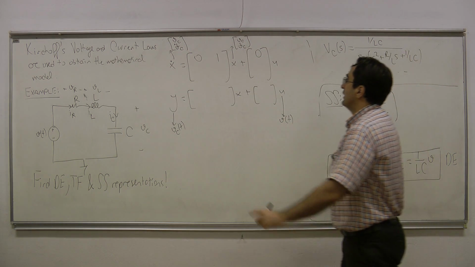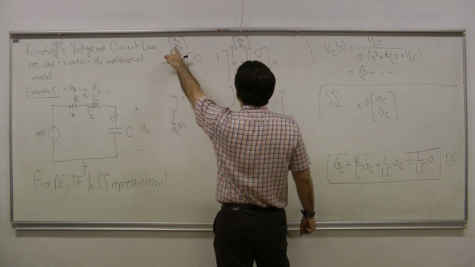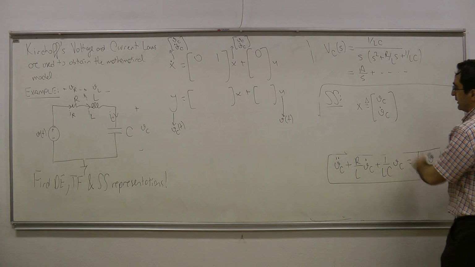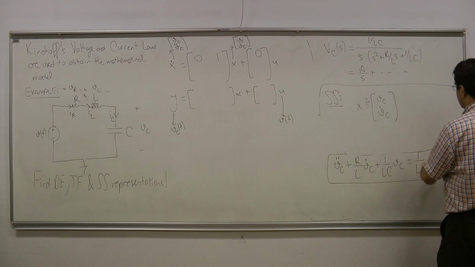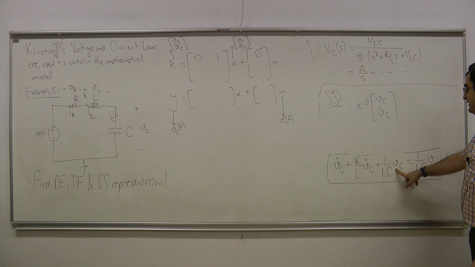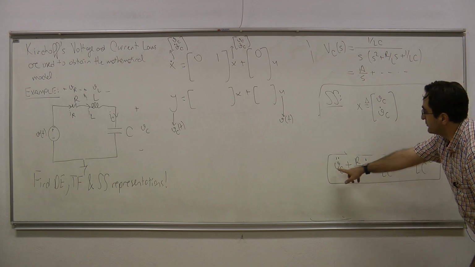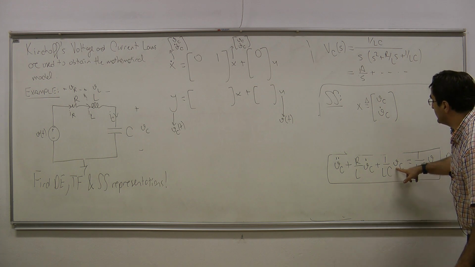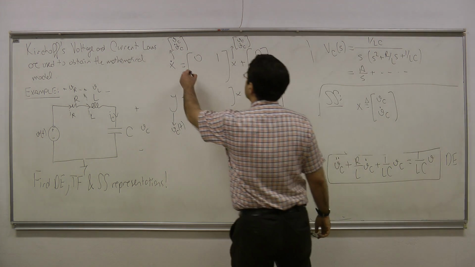Okay? And let us look at the second rows. So I have Vc double dot. I need to express it as a linear combination of Vc, Vc dot, and u, which is V. So I'm going to go back to this differential equation and express Vc double dot as a linear combination of Vc, Vc dot, and V. All right? What is going to be the coefficient of Vc? I will take the terms to the other side to express Vc double dot as a linear combination of these. So the coefficient of Vc in expressing Vc double dot is going to be minus 1 over LC.